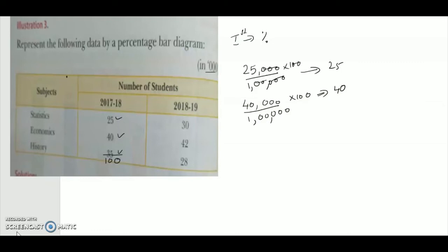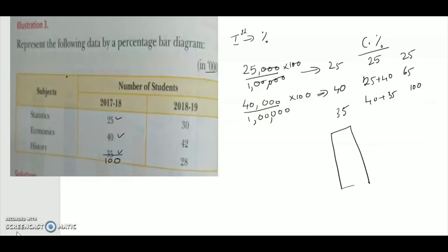The next value is 35. Now we have to find out the cumulative percentage. How can we find out the cumulative percentage? 25. The next is 25 plus 40, that is 65. And next is 65 plus 35, that is 100. So in a percentage bar diagram, the total length of a bar should always be 100.